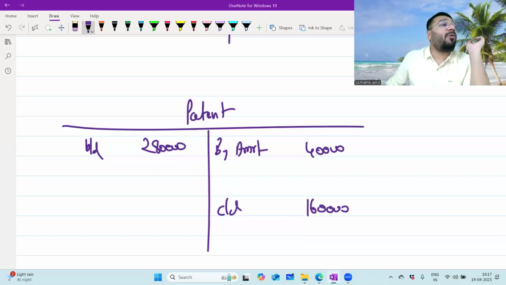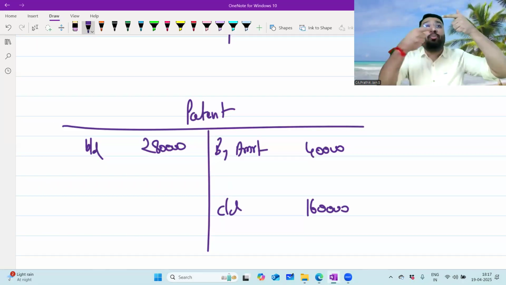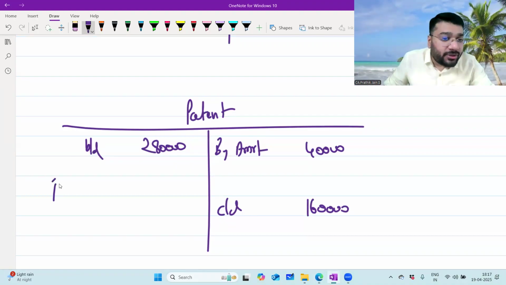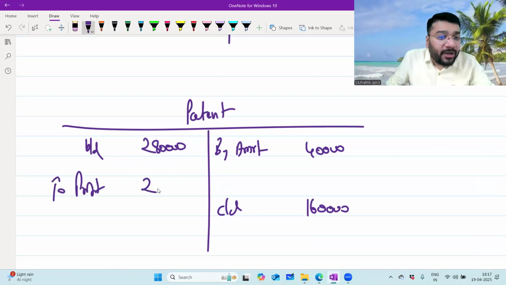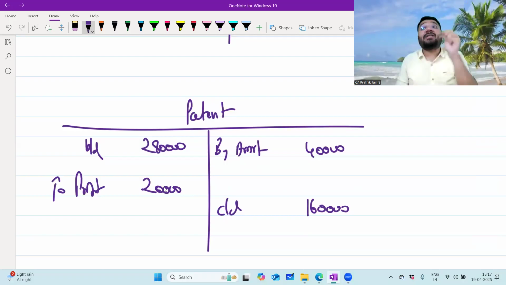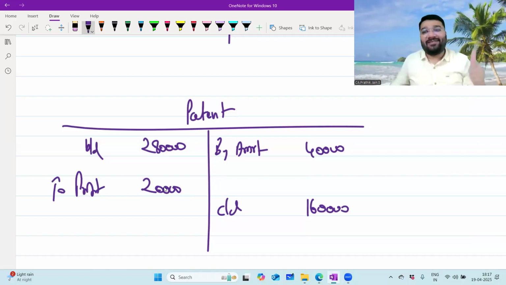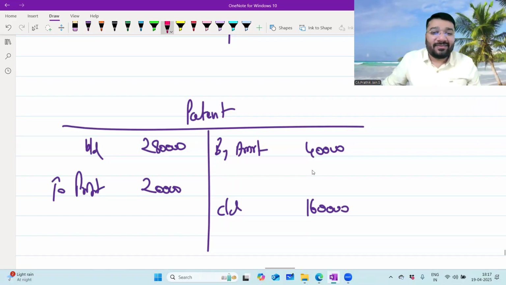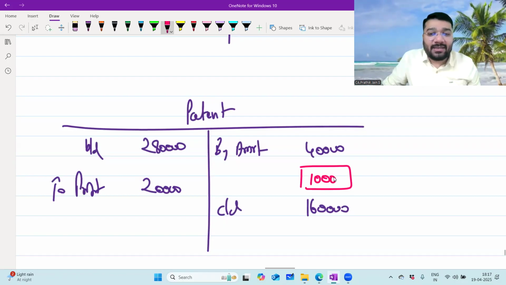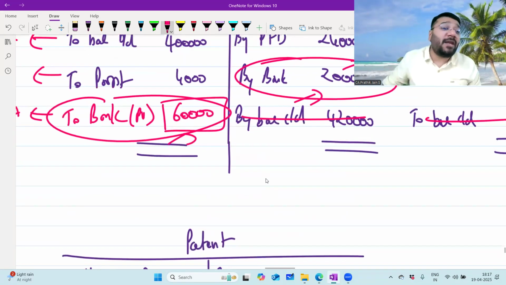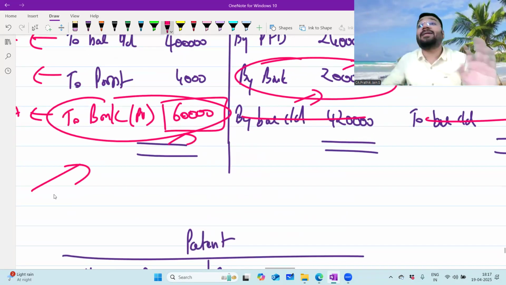So what is the journal entry for profit? Patent to profit. So in patent account, to profit 20,000. Sale value of the patent is not given. That will be the balancing figure. 1 lakh rupees is the balancing figure, by bank. So it is not necessary that always the purchase value of the asset is the balancing figure. Anything can come as a balancing figure.